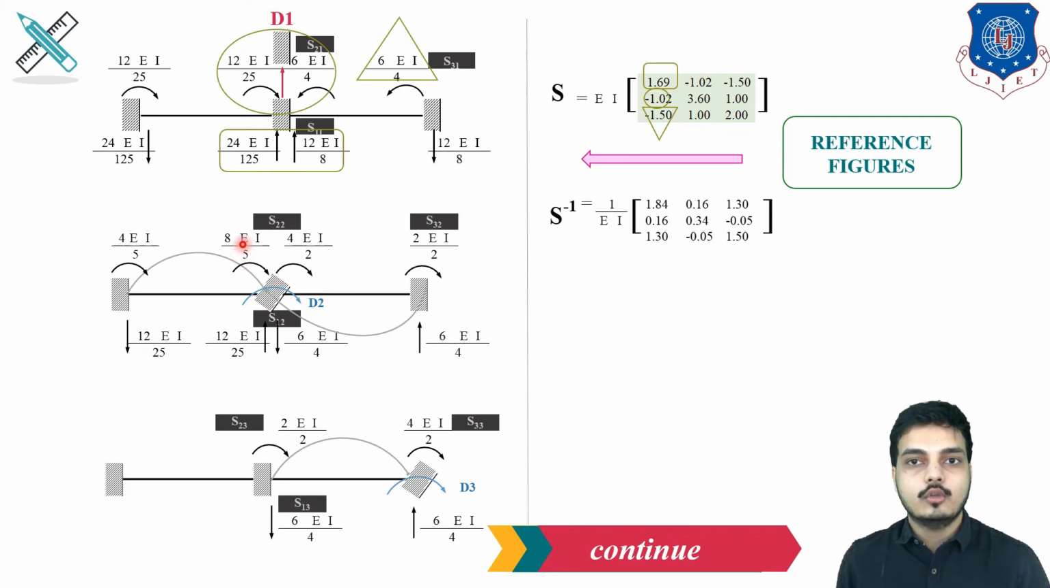Clockwise and clockwise. So 8 by 5 plus 4 by 2 is nothing but 3.6. Clockwise 2 by 2 is nothing but 1. Similarly, using the third figure, we can find out column number 3 of the S matrix. It is going downward, so negative 6 by 4 is nothing but minus 1.5. 2 by 2 clockwise plus 1, so here it is plus 1. 4 by 2 in clockwise direction is nothing but 2. So now, in this way, we have to find out the S matrix.